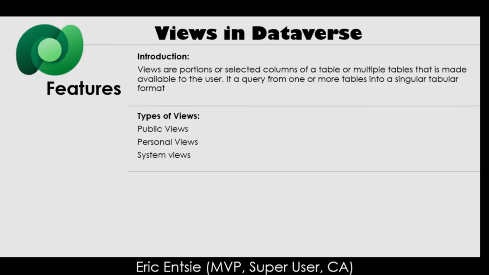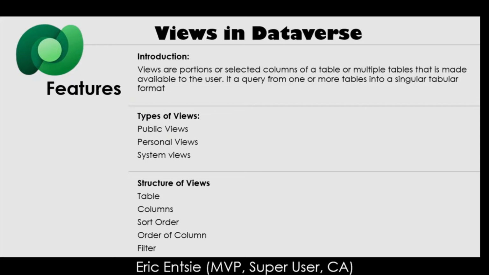In Dataverse, we have public views, personal views, and system views. Now, the structure of a view in Dataverse is that we have a table, we have columns, a sort order, the ordering of the columns, and then we also have a filter. So we will go ahead and look at how this pans out.